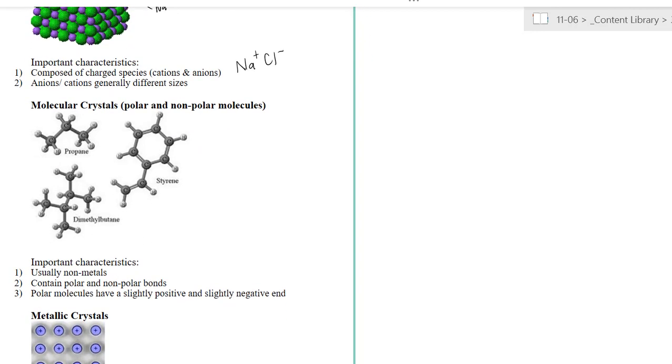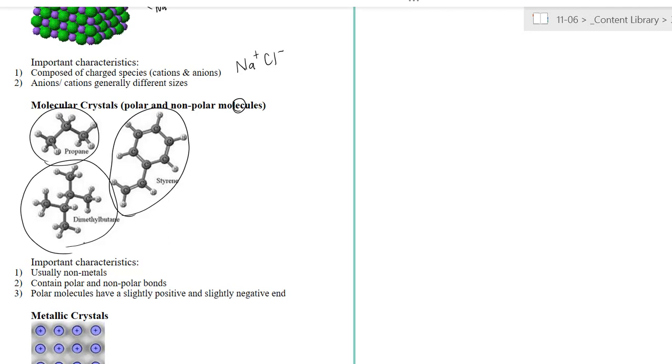For molecular crystals, what we're examining are polar and nonpolar molecules. So these are our covalent compounds, where the atoms are held together with covalent bonds where the electrons are being shared. And those bonds can either be polar or nonpolar bonds. When we think about a molecule, we want to think about it as an individual particle. So these are three examples of molecules. This is a propane molecule that's made up of carbon and hydrogen atoms. We have dimethylbutane and styrene. All of these three examples are made up of carbon and hydrogen.